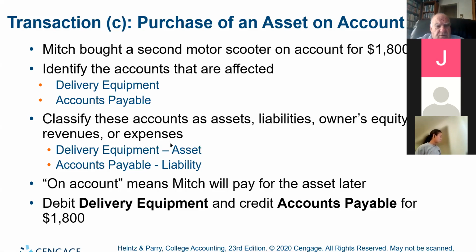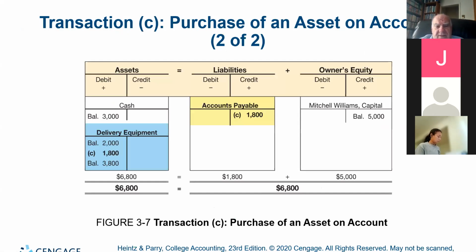So it looks like delivery equipment is an asset. Accounts payable is a liability or an IOU or a debt. So we're going to debit delivery equipment to increase that asset, and we're going to credit accounts payable to increase the liability. Debit delivery equipment, credit accounts payable. Keeping your eyes on the pluses and minuses up on top.